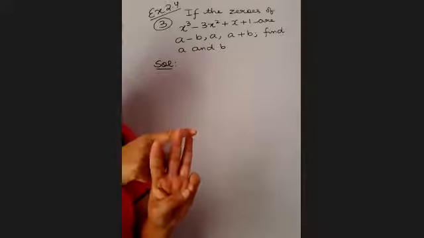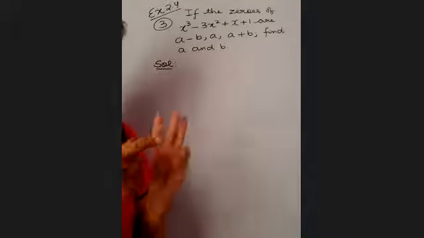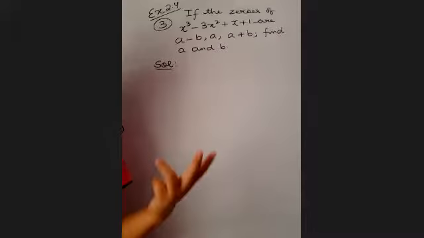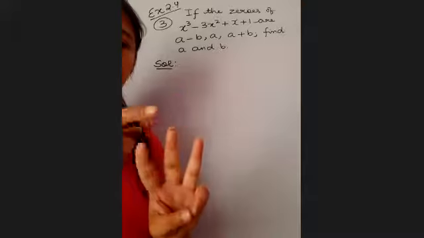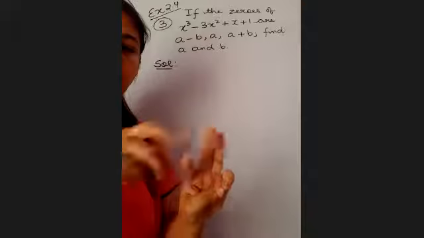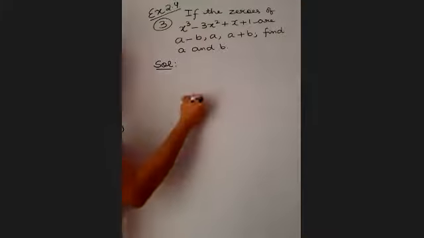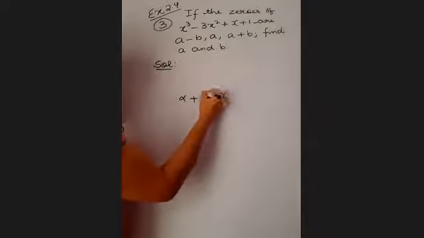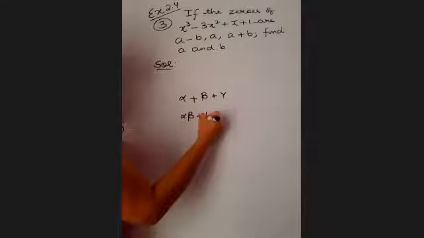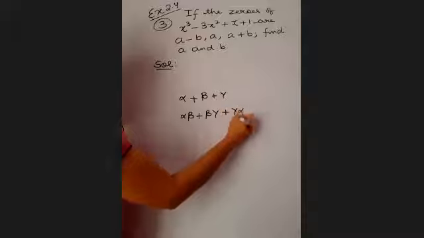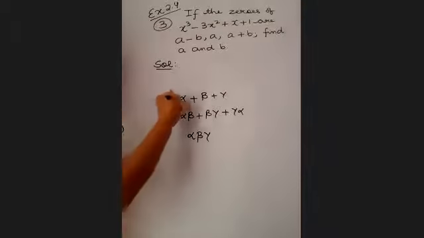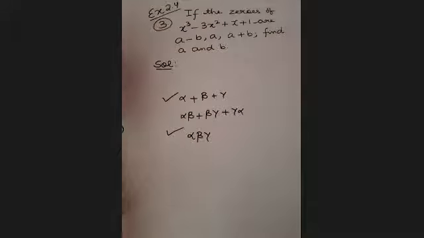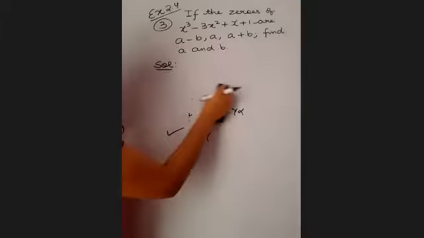So out of these three, any two we can use. What do you think, children? Which two relations will be easier for us to use? Sum, sum of pairwise product, and product. If we have three zeros like alpha, beta, gamma, these are the three relations. Which one will be convenient? Sum of zeros and product of zeros. These two look simpler and will help us find the values of a and b.